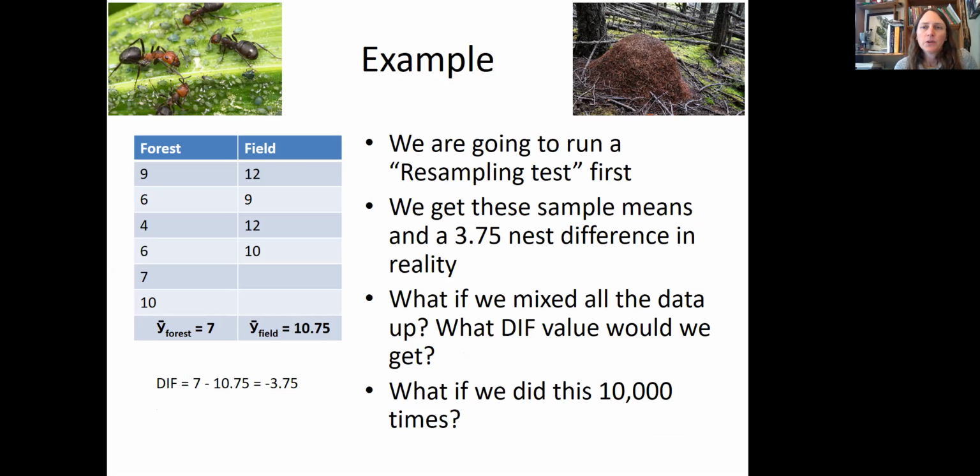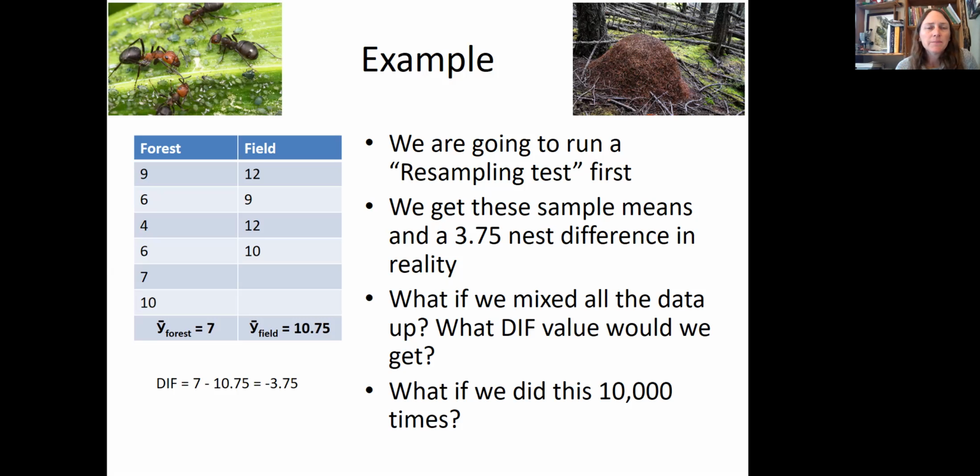So we're going to run what's called a resampling test first. The first thing that we're going to do is take the difference between the two means. So 7 minus 10.75 is equal to 3.75 nests. We get the difference between the sample means, and we find there are 3.75 more nests in the field. Now, what if we mixed all the data up? Would we get a difference value that big? Maybe just due to chance alone. Maybe that's something that could happen due to chance alone.